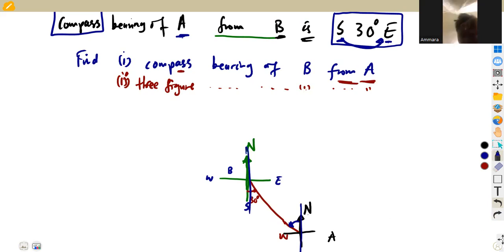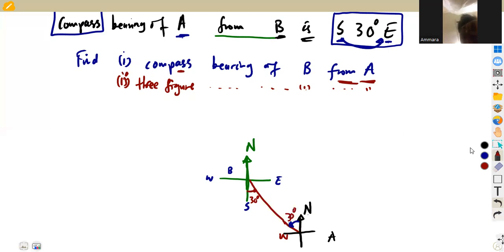They are parallel. So if they are parallel, what does it mean here? We are going to create a Z. Are we seeing that is what is happening here? We are creating a Z. So these are alternate angles. So it's alternate to what? To this 30 degrees. If this angle is 30, this angle is also 30 degrees.